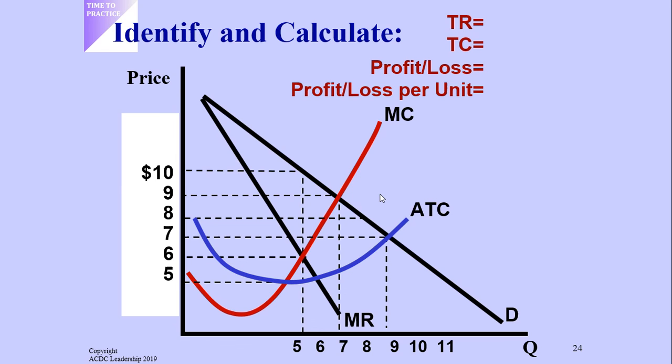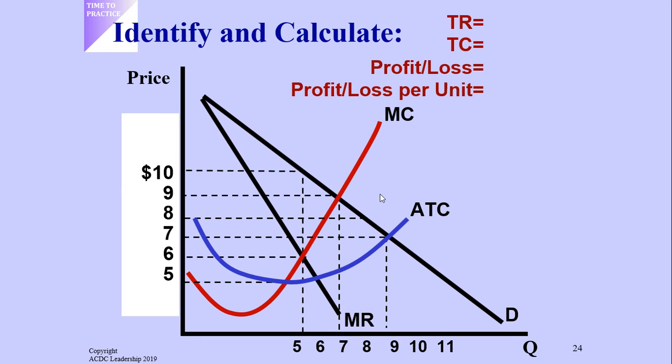Okay, so what level of output are they going to produce? How many units? 5 units. Here's MR. Here's MC. So MR equals MC at 5 units. They're not going to charge $6 though. What are they going to charge? Price is going to be $10.